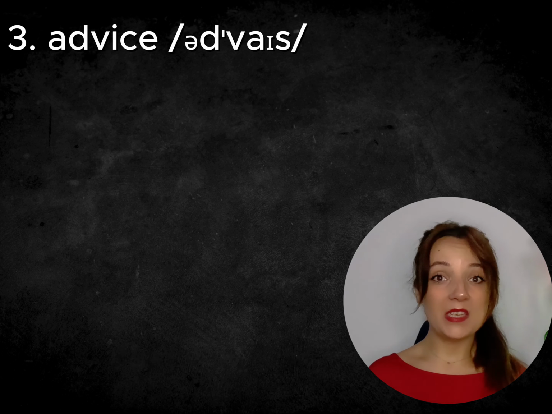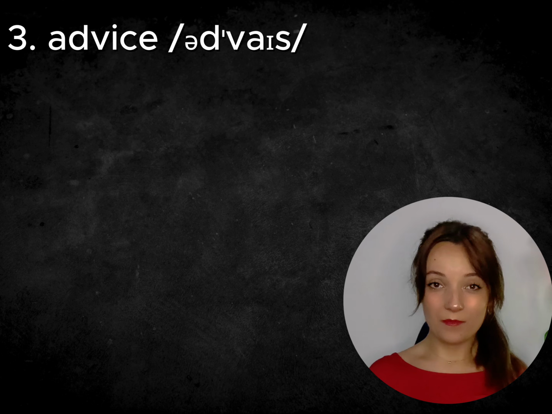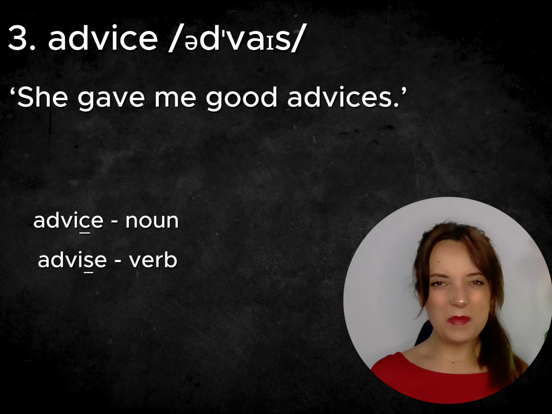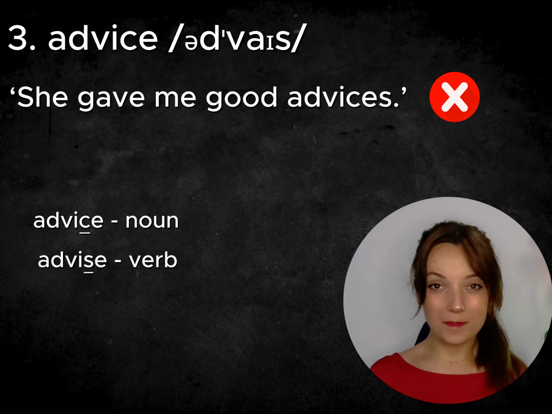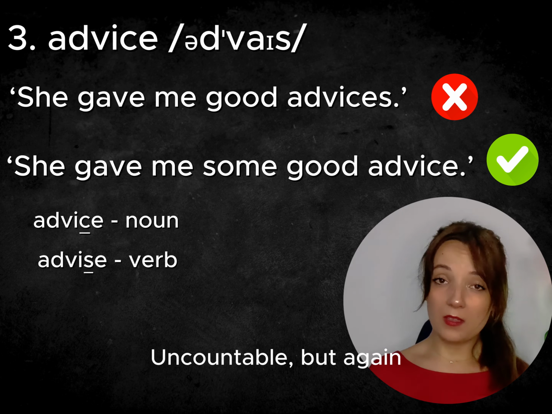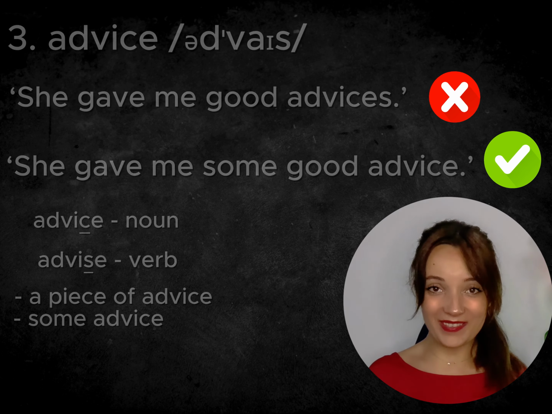Number 3 can be tricky for some people. Advice. Be careful, it's spelled with a C. Advice, a noun. Advise with an S is a verb. She gave me good advices. She gave me some good advice. Uncountable. But again, you can say a piece of advice or some advice.